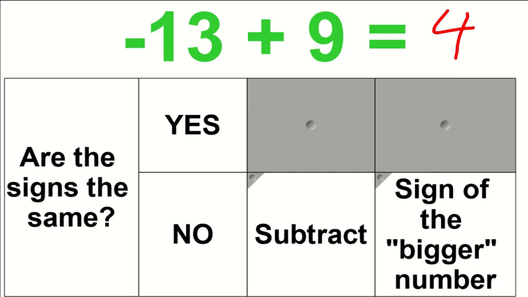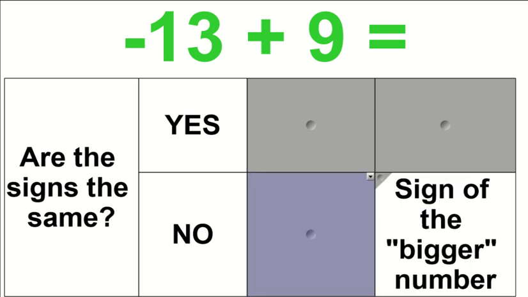Out of these two, 13 is a bigger number than 9, and since 13 is negative, that makes our answer negative 4. Everybody kind of follow? Questions on that? That's really all you have to remember.